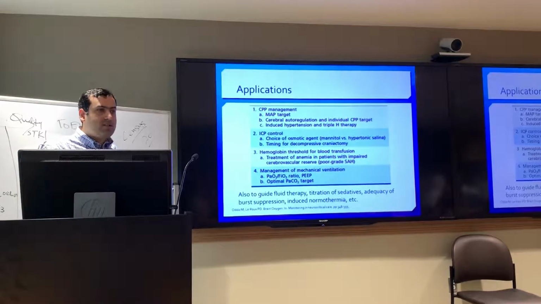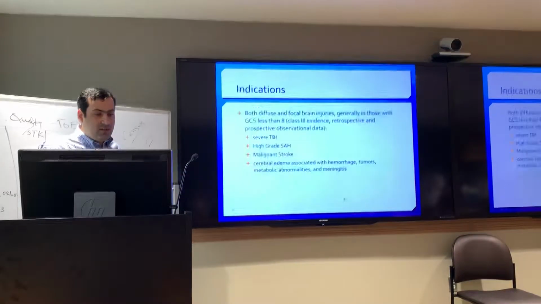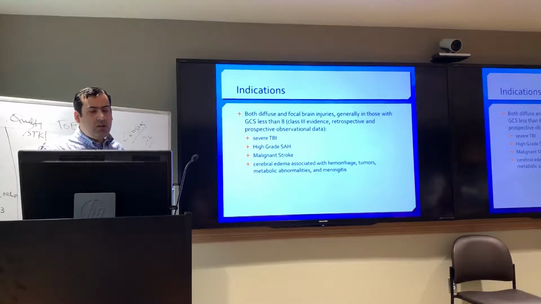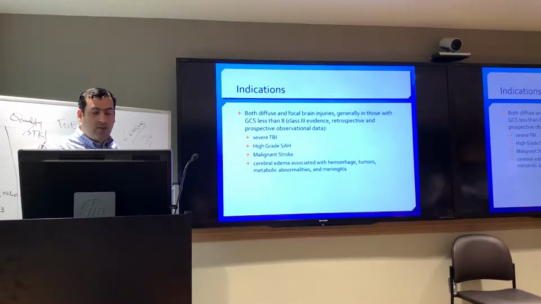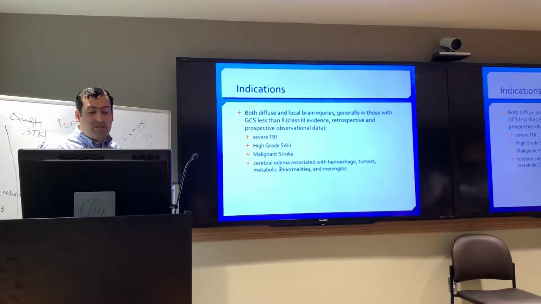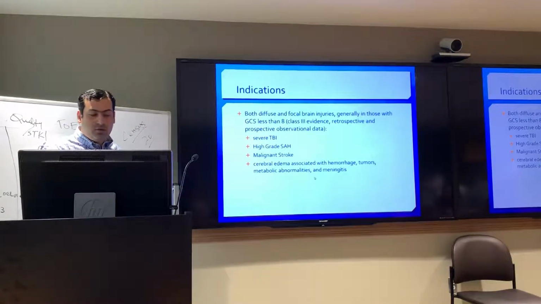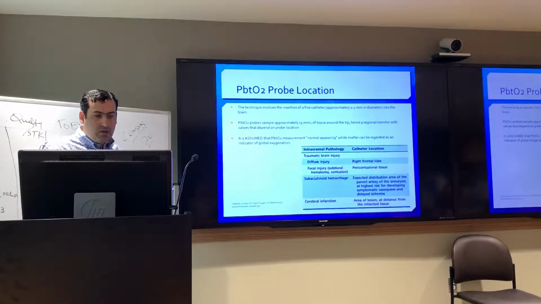All of them are studied in small, retrospective series, so there is not a lot of data. Indications: you can use it for diffuse and focal brain injuries, most of the time in people who have a low level of consciousness. So severe TBI, high-grade subarachnoid hemorrhage, malignant stroke, or massive cerebral edema, for example with hemorrhage, tumor or meningitis.